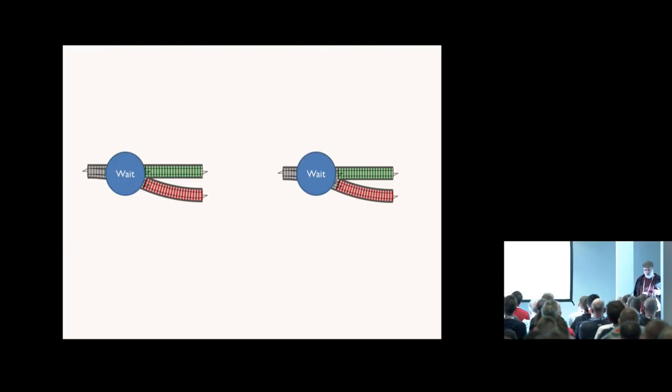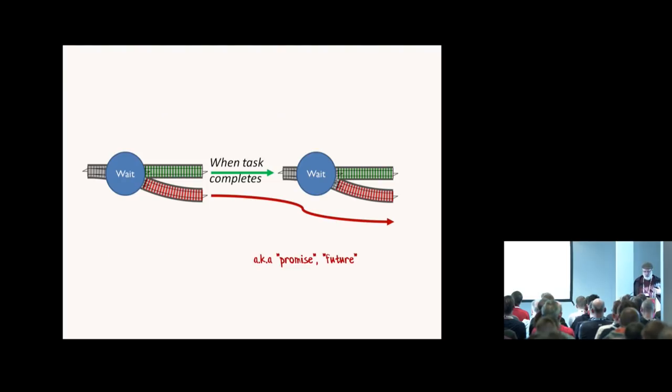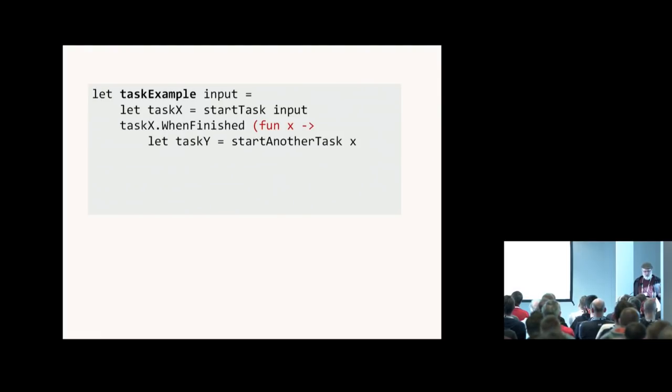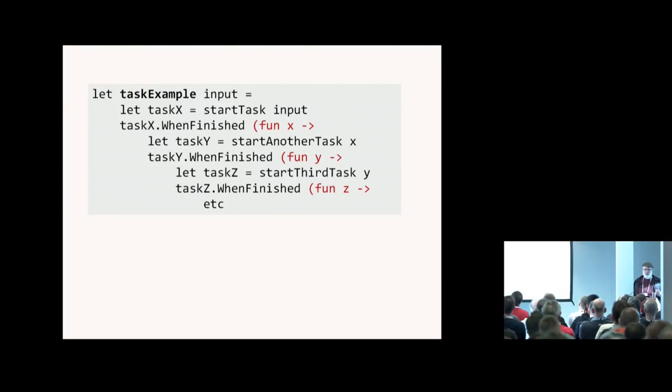So if we have tasks, here's another example. You have tasks or async or whatever you want to call them. You know, you do something, you wait for a result. When the task completes, you do the next one down the chain. When the task doesn't complete or something, you just skip, right? So it's a very, very similar situation, and you use a very, very similar solution. So you can call this a promise, a future, whatever you want to call it. So here's an example without using bind. We start a task. When it's finished, we call another function. We start another task. When that's finished, we call another function. When that's finished, we call another function, and so on and so forth.